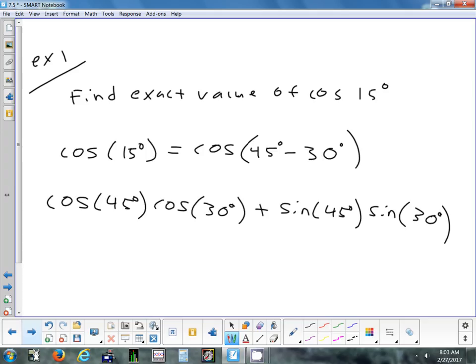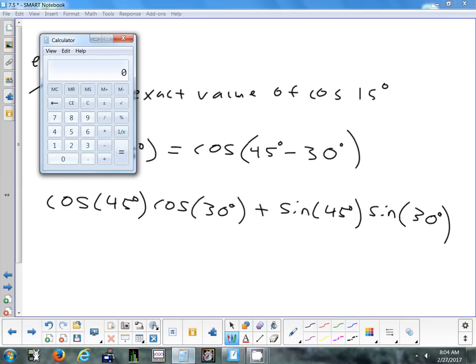Now, all of these, we have to know them, because they're all multiples of 45 and 30. So they're going to be things like 1/2, square root 2 over 2, square root 3 over 2. We just have to know what they are. If you don't know what they are, you can type it in. You'll get a decimal, but then you have to recognize the decimal as one of the numbers I just said, like 1/2, square root 2 over 2, square root 3 over 2. So let's look. Does anybody remember what the cosine of 45 is?